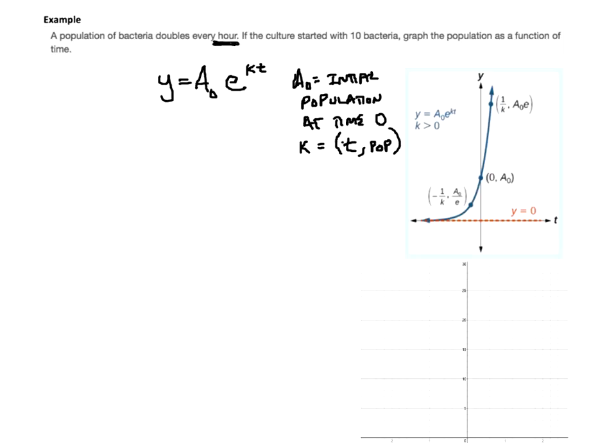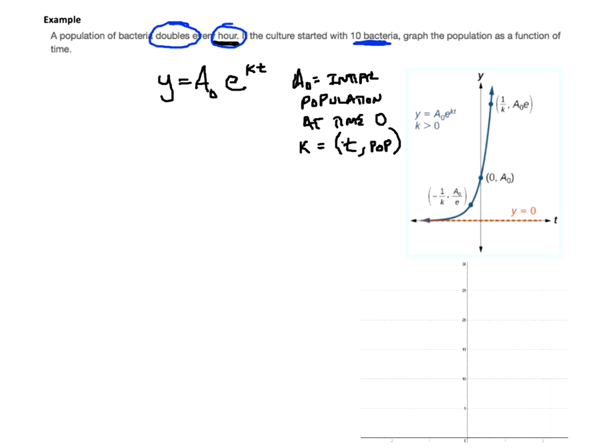So what we're going to do is take a given point, we'll solve for our constant, and then use that constant to write the equation for this situation. So let's take a look at the information that we're specifically given for this problem. Okay, so we're told that we started with 10 bacteria, and we also know that we double every hour.